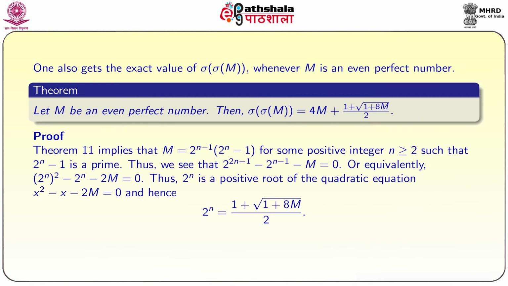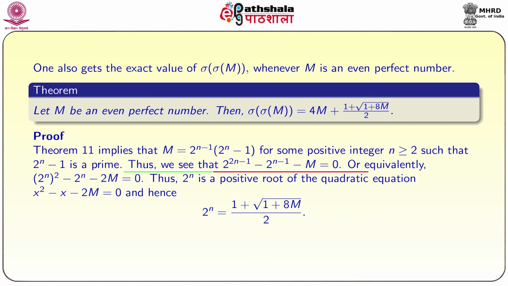One also gets the exact value of sigma of m whenever m is a perfect number. The result says: let m be an even perfect number, then sigma of m is equal to 4m plus (1 + square root of (1 + 8m))/2. The proof goes like this. By the previous result, m is equal to 2^(n-1) times (2^n - 1), since m is a perfect number, and also 2^n - 1 is a prime number.